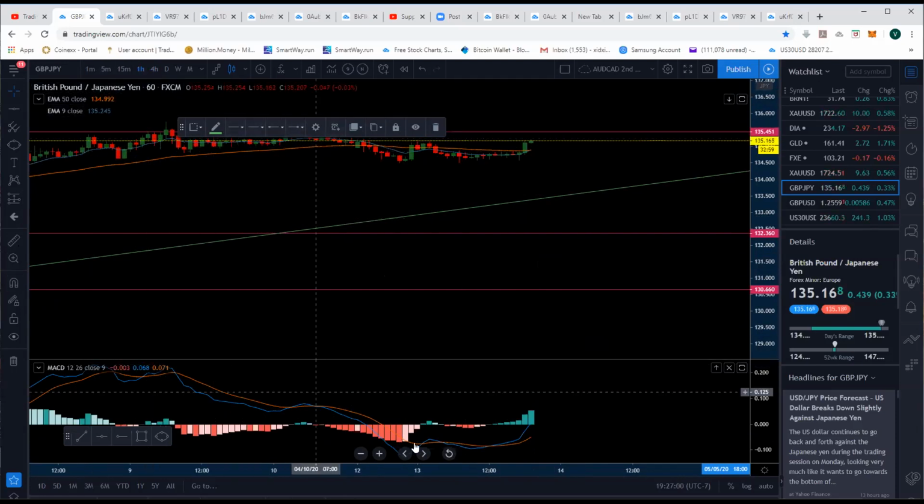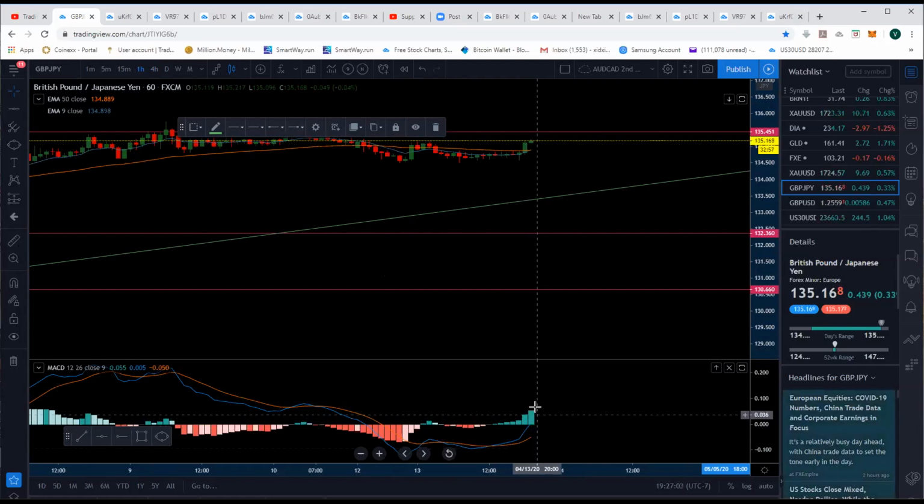If you zoom out a little bit, you'll be able to see more of your chart and the candles and how price is moving.